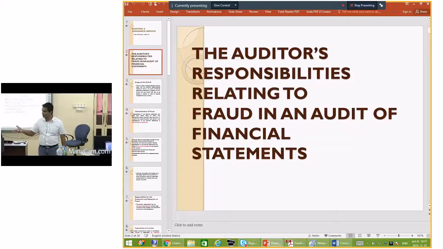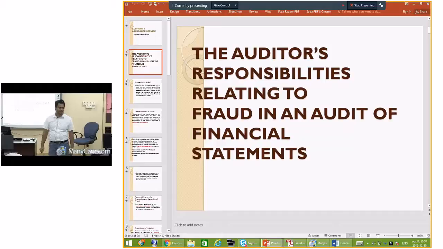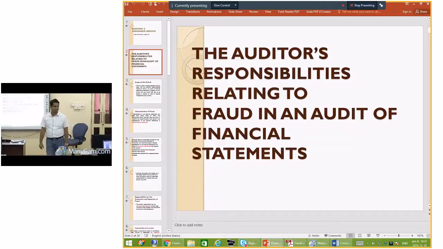In case of a fraud, the fraudster is supposed to hide it, yes or no? Yes. Then it's very challenging for the auditor to detect that. Why? The auditor is not doing the audit to detect the frauds. Very challenging. Very much challenging for the auditor to detect the frauds.